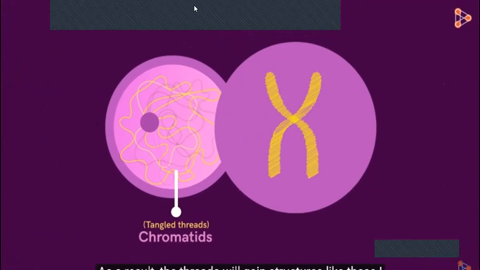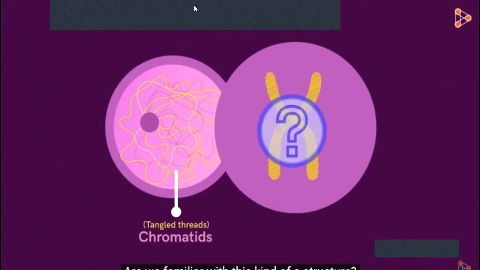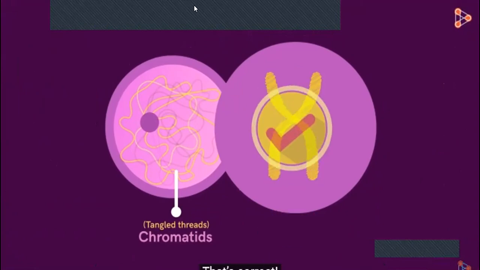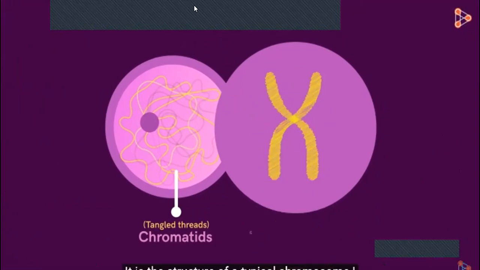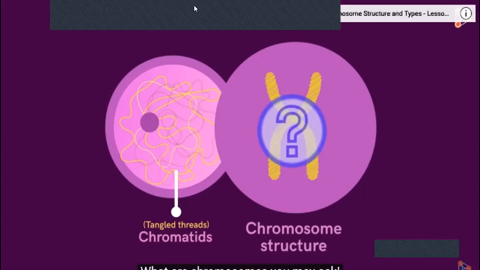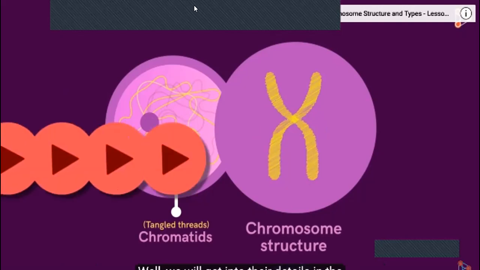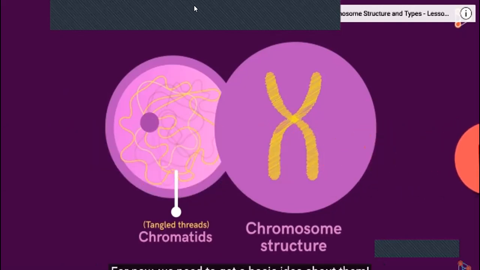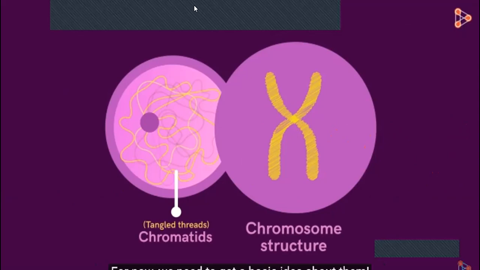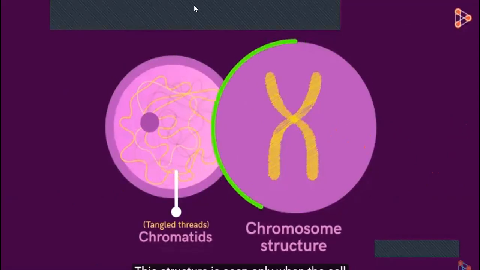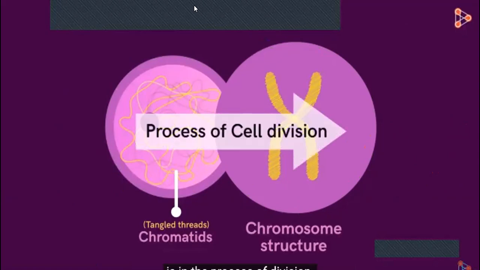structures like these. Are we familiar with this kind of a structure? Have we come across it before? That's correct. It is the structure of a typical chromosome. What are chromosomes? Well, we'll get into their details in the upcoming sessions. For now, we need to get a basic idea about them. So we have this cell with threads sorted in this classical chromosome structure. This structure is seen only when the cell is in the process of division.